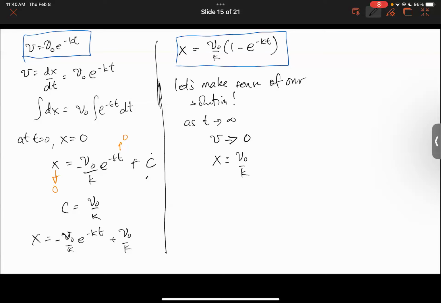So, yun. X equals v naught over k. Does that make sense? Kasi yan yung magiging final na position niya. Remember that at t equals 0, nag-start siya from x equals 0, and habang nagpo-progress yung time, it should reach a final position. At yung final position niya is this.